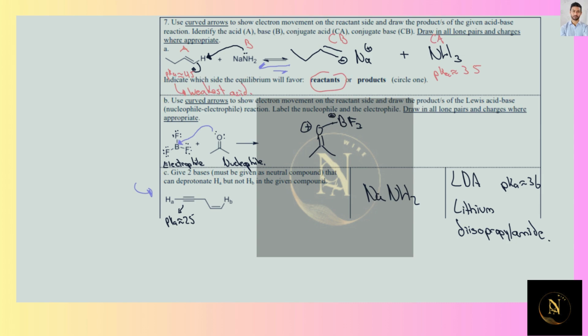Recall that this is going to happen because the orbital of BF3 is going to be empty, because we have empty 2p orbitals on boron.